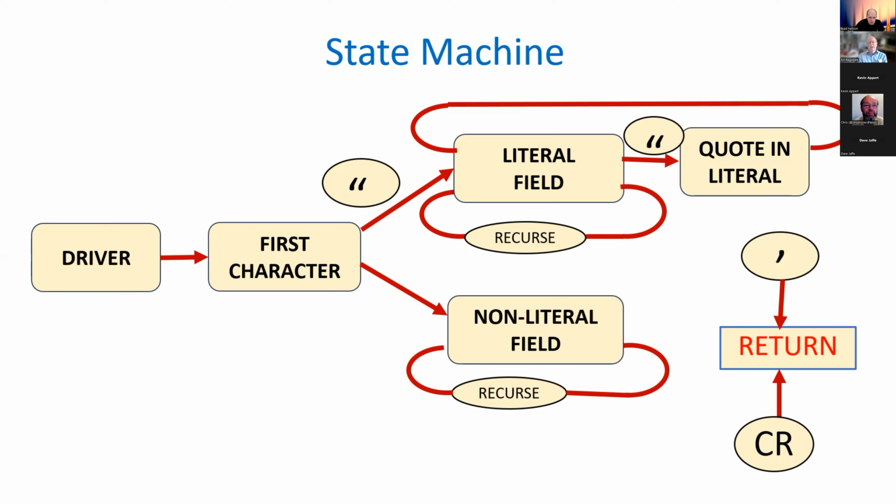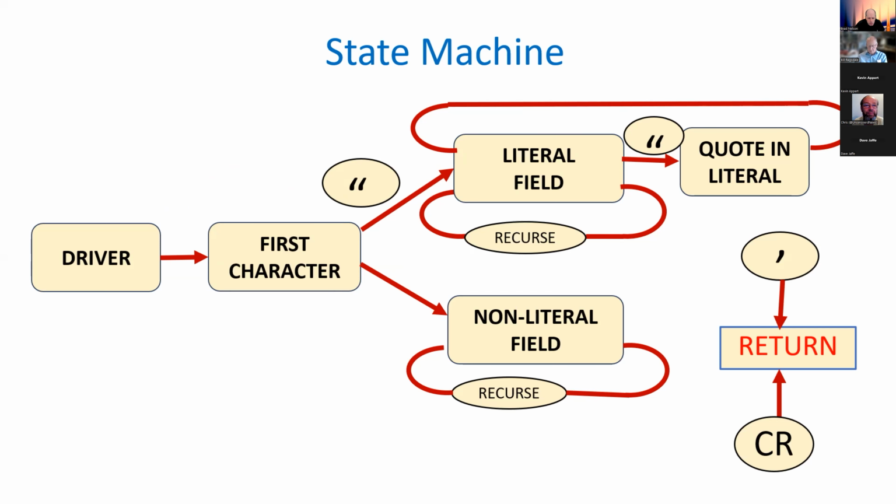Now, as long as it does not encounter a quote, it makes the same recursive path, character by character. But in this case, if it encounters a quote literal, then it has to make a decision. Is this a quote in line or is it an ending quote? And so it gets a little tricky there. So it makes the assessment there, and it loops back to complete the literal field, or possibly it returns. If it hits an ending quote and a comma, then it returns.